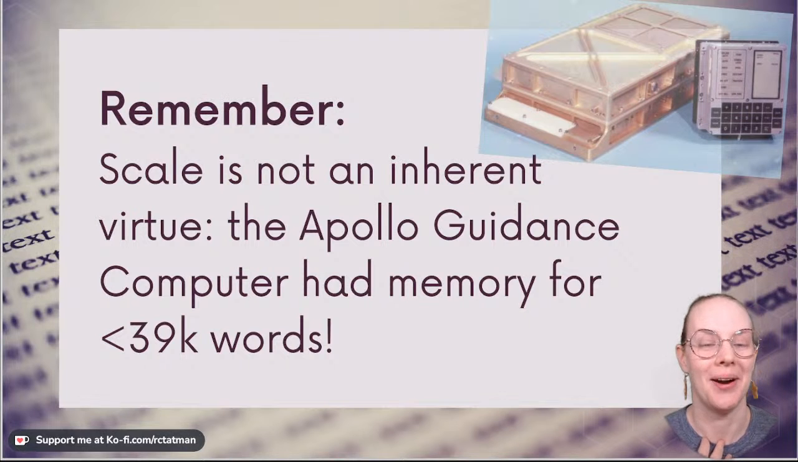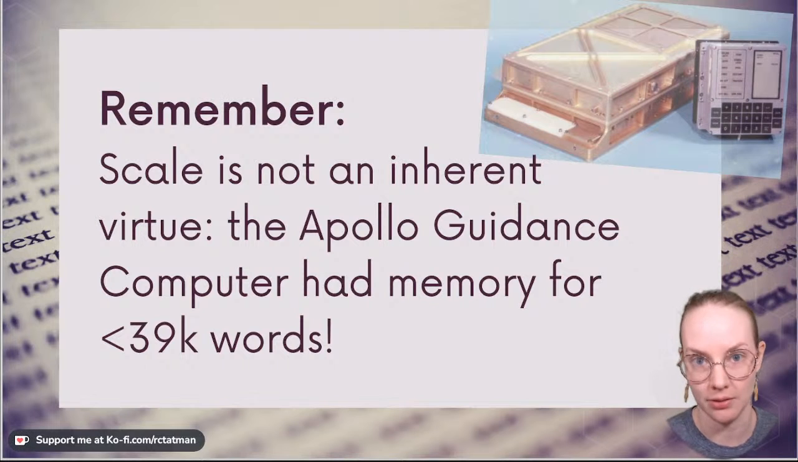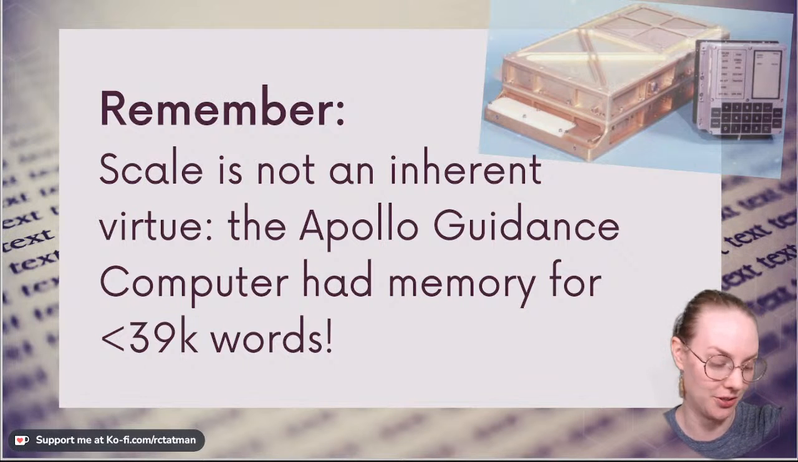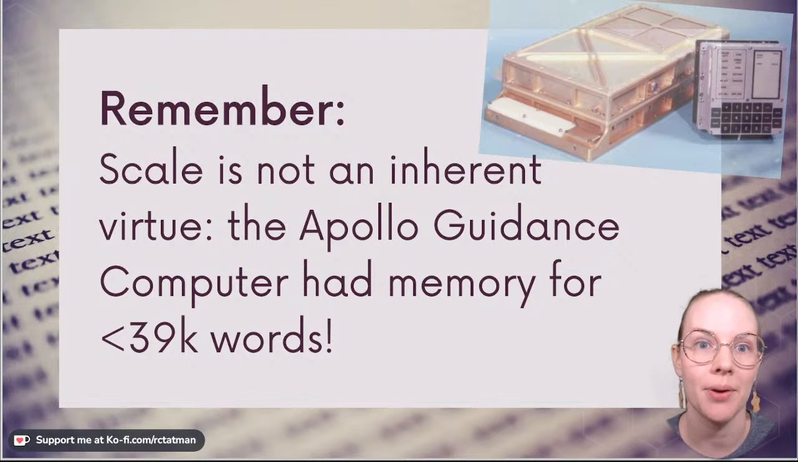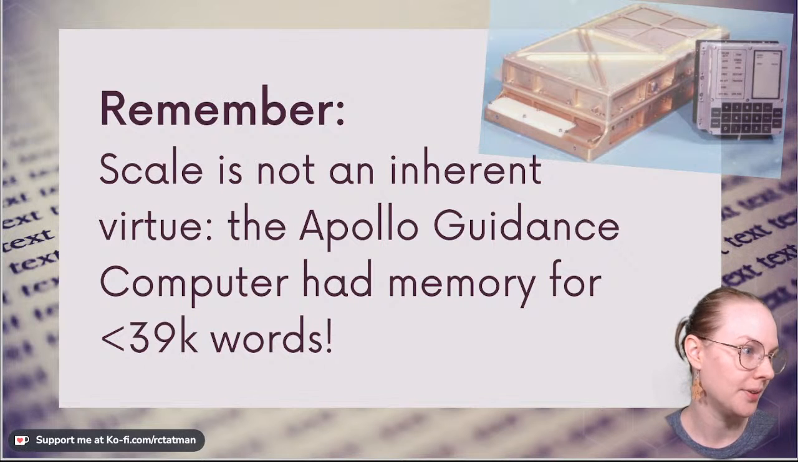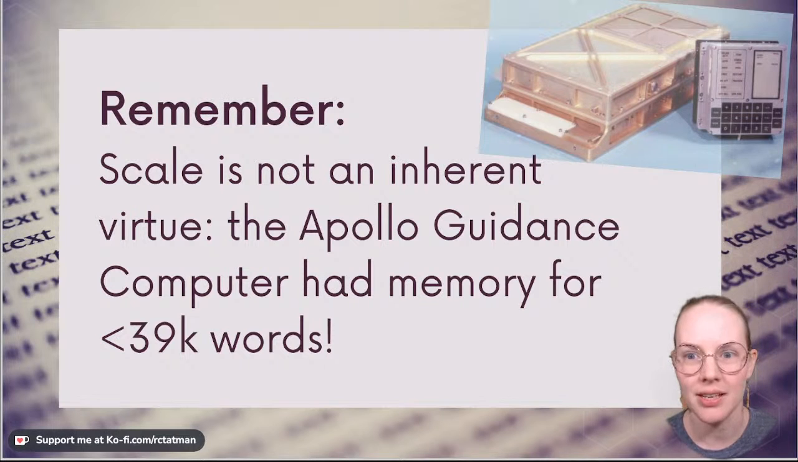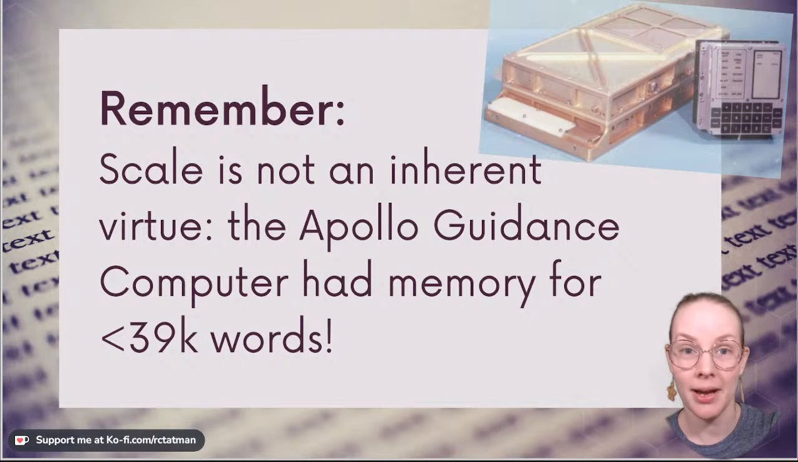I like to remember just how small the Apollo guidance computer was. This was what was used to take the shuttle and go to the moon. And if we're talking about English words, it had the memory for less than 39,000 words, right? Which, if you remember, is like, I don't know, 5% of the total works of William Shakespeare, so not a particularly large corpus. And obviously they weren't doing machine learning with it. It was all hand built everything, but it worked, right?